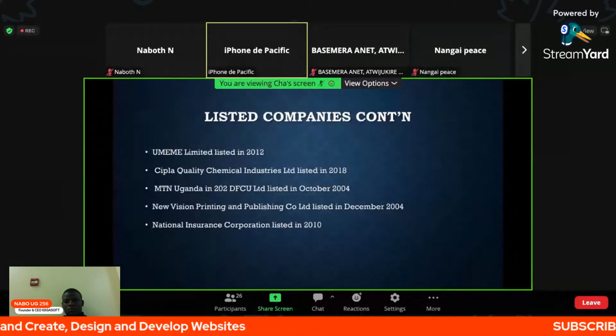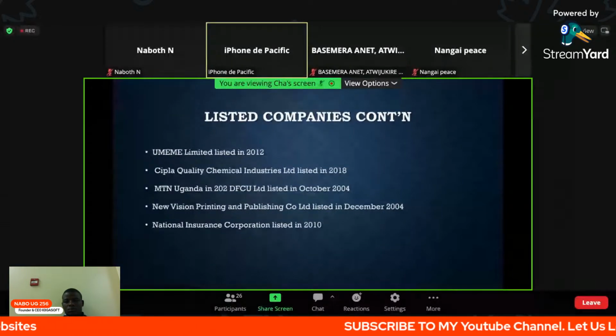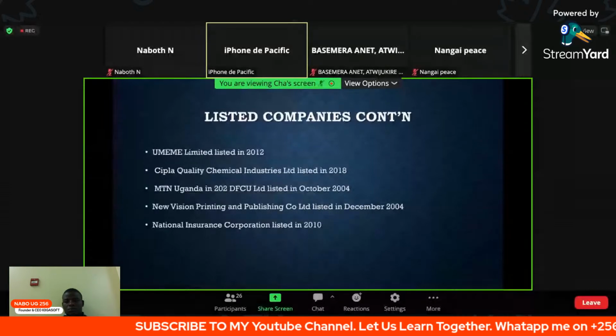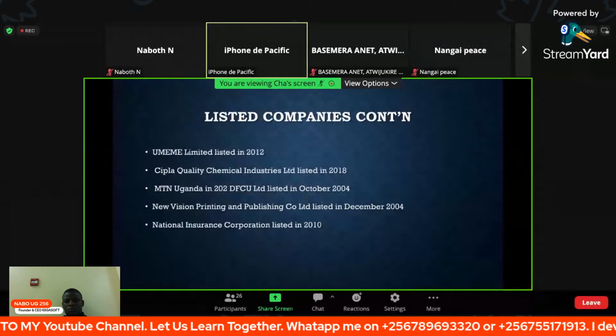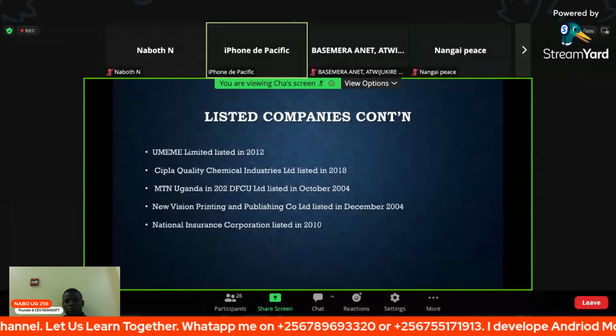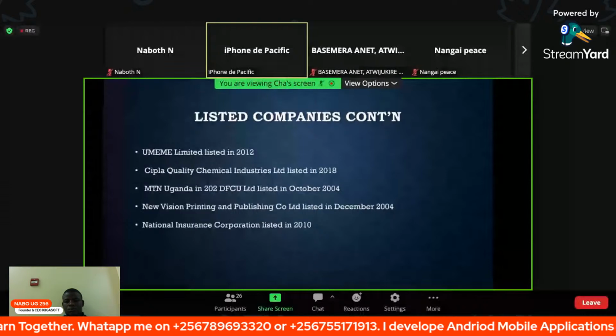We have Umeme Limited, MTN Uganda, New Vision, and National Insurance. So, Madam, we chose to work with Umeme and to look at its corporate governance. Corporate governance of Umeme Limited.